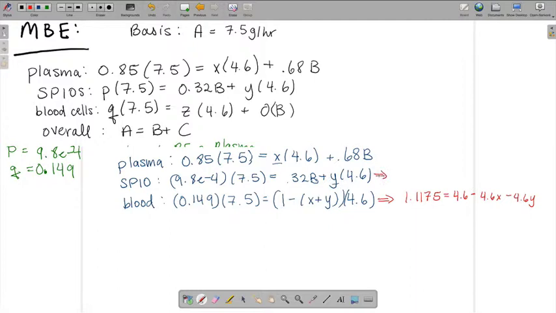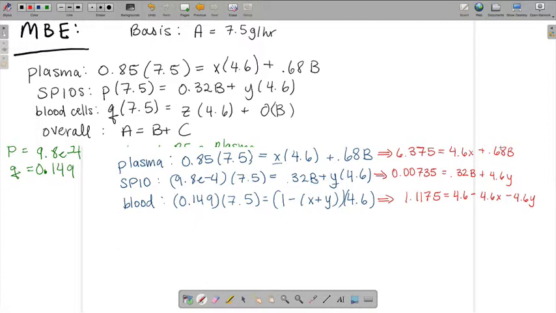Similarly, we can say that 9.8 e negative 4 times 7.5 is equal to 0.00735, and that's equal to 0.32b plus 4.6y. And then we can say that 0.85 times 7.5 is equal to 6.375, which is then equal to 4.6x plus 0.68b.